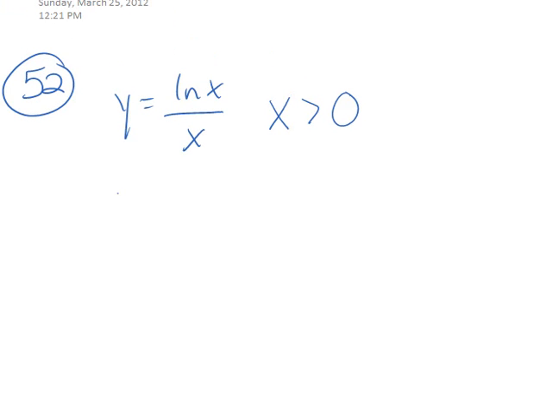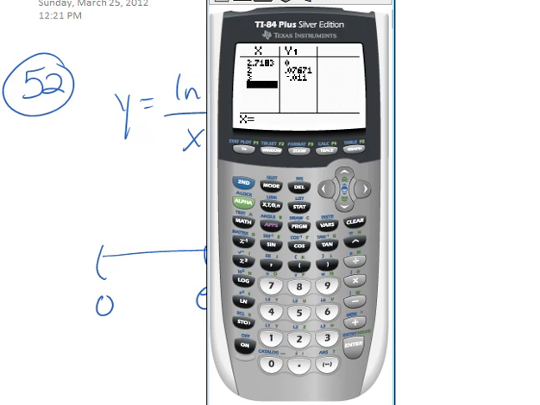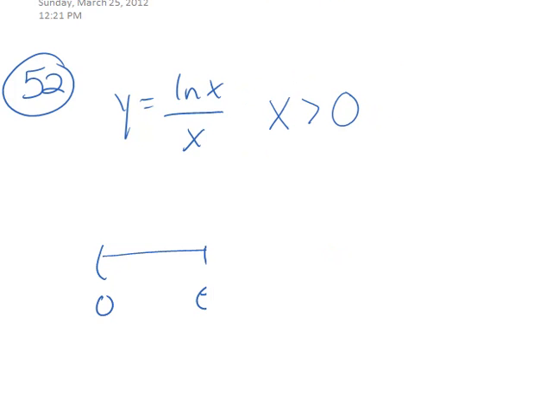For some reason my computer's acting up, I lost all of that. But on our derivative, we started at 0 and we got e, and we found that to the left of e we got positive y values in our derivative, and to the right of e we got negative y values.